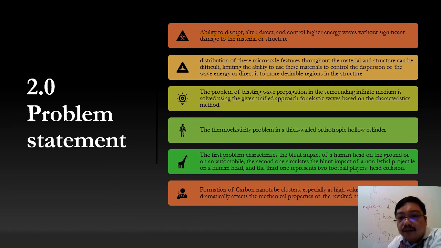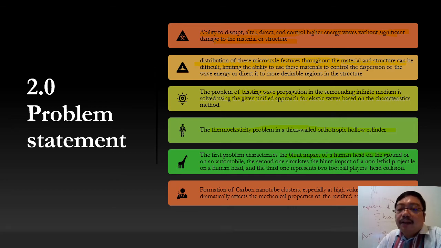Okay, ability to disrupt, alter, and control high energy waves without significant damage. Distribution of micro scale features throughout the material and structure. Blasting wave propagation in a surrounding infinite medium is solved, giving a unified approach for incident waves. Okay, there is one research about blasting, and then the thermoelastic problem in a thick wall orthotropic hollow cylinder, and then blunt impact. There are researchers doing research on what happens when a projectile impacts a human body, impacts the head.